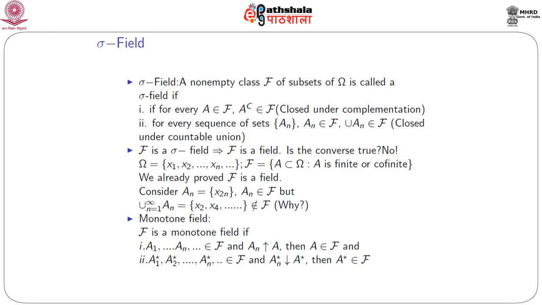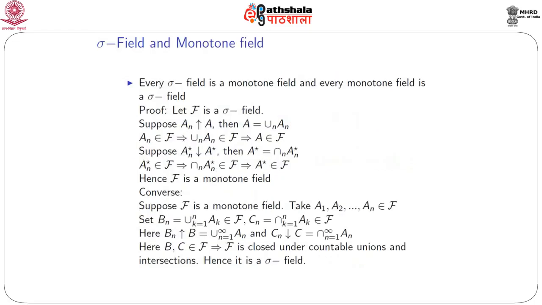And if they are monotonically decreasing, we denote this as a1 star, a2 star, an star. These are the sets which are decreasing in n and it goes to its limit a star, then a star will also belong to script f. So, if these conditions are satisfied, we say f is a monotone field. Now, what is the relationship between monotone field and sigma field? We can say that every sigma field is a monotone field and every monotone field is a sigma field.